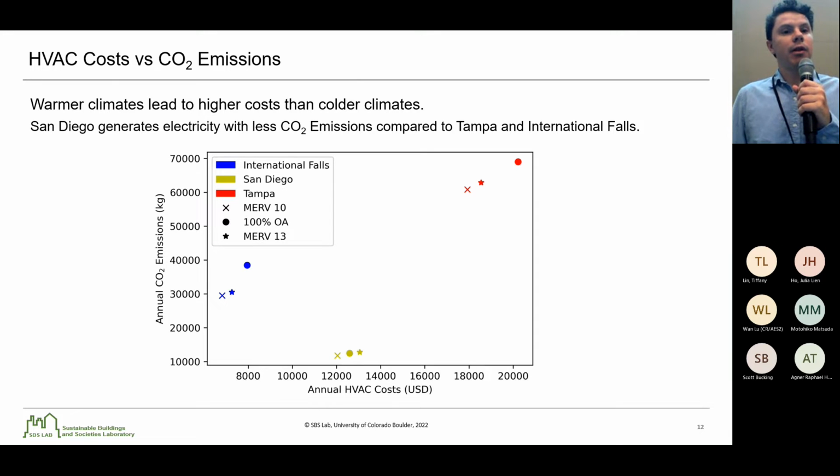But then on the y-axis, we see the CO2 emissions. And for this case, we can see that the very hot and humid climate of Tampa leads to the highest CO2 emissions due to that significant energy consumption. And in particular, for the 100% outdoor air case in Tampa, this leads to very high costs and emissions due to the significant energy required to cool and dehumidify the outdoor air in this climate.